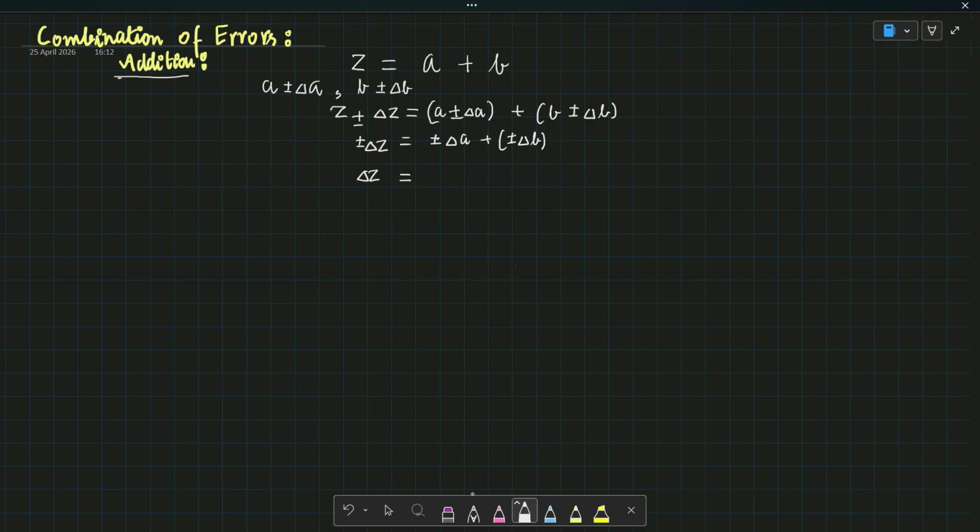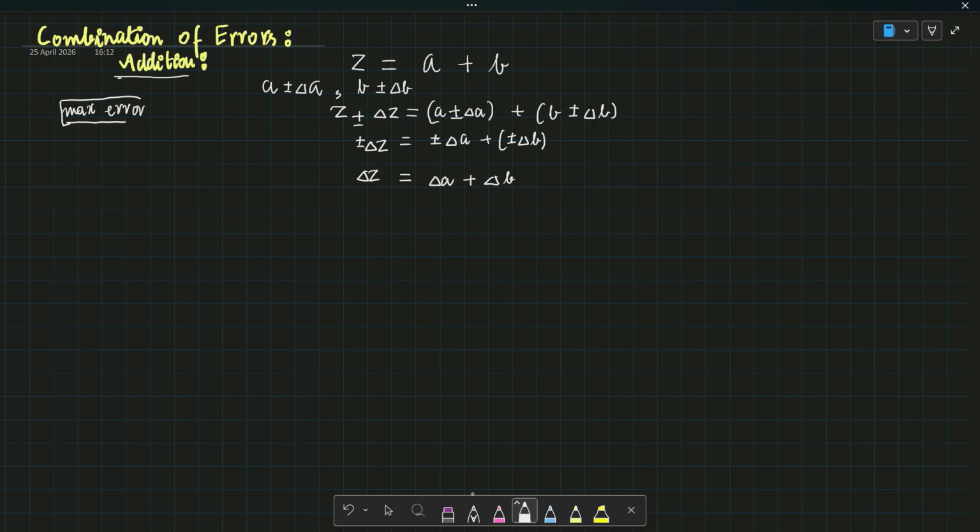So whenever we are trying to find out error, we always report the maximum value. We will not take combinations of plus and minus, sometimes plus, sometimes minus. Whenever we are calculating error, we always report the maximum error that is possible, and the maximum error that is possible is delta A plus delta B. This is the rule, that we always report the maximum error in a relationship.